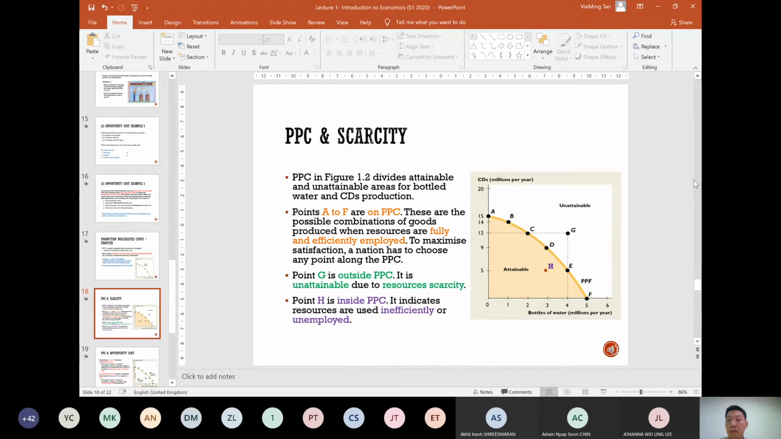Okay. All right. Then how about the production combination of H then? Is that good? Point H, is that good? No. Not good. Why not good?